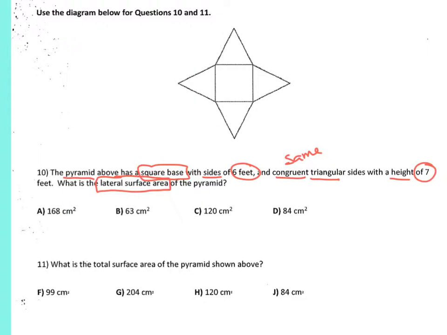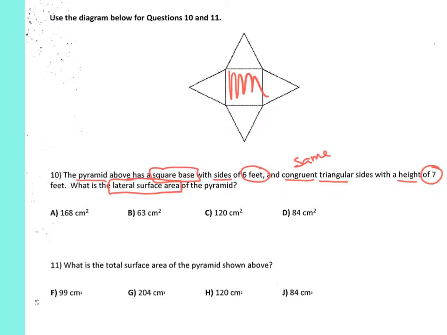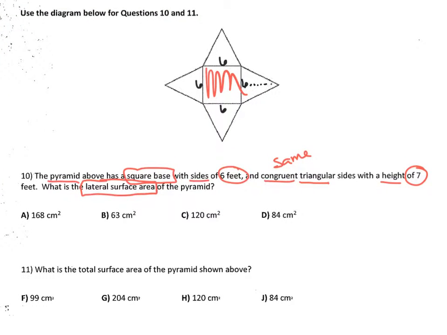Not the bases. So on a pyramid, we're not including that base. So just the triangles. Okay, but it says the square in the middle has sides of 6 feet. So we need to make sure we label those correctly because that's the side length of the square, but it's also the base of your triangle. So you need that number. And the height of the triangles, it says, is 7.